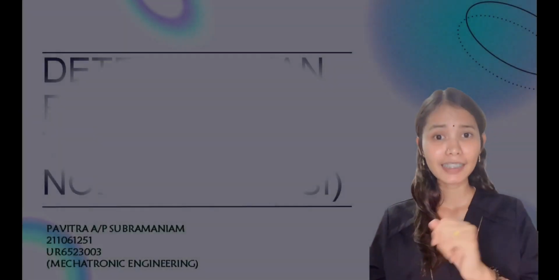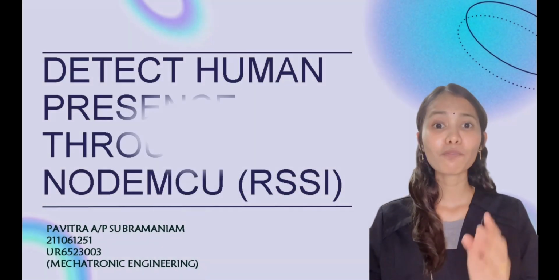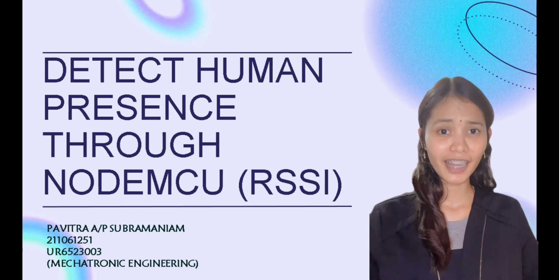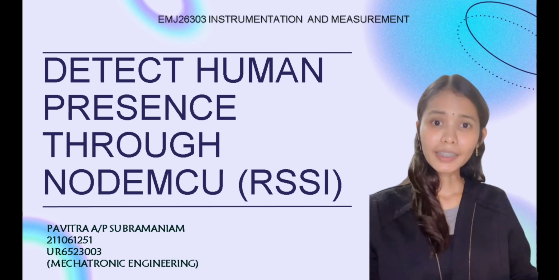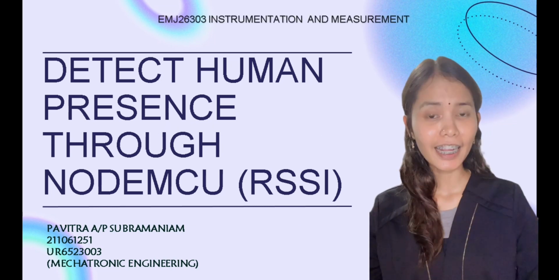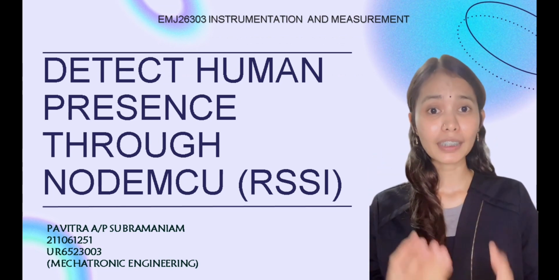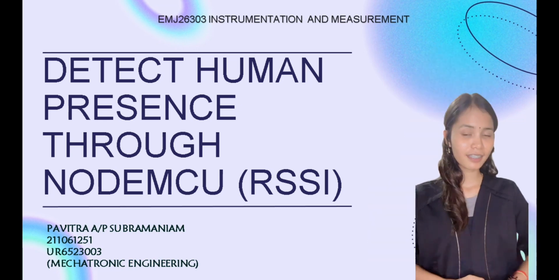To present an analysis of a system module that can detect the presence of humans with NodeMCU Received Signal Strength Indicator, or we call it RSSI. With the implementation of NodeMCU and its connection through the laptop, it allows the users to receive a notification when the sensor detects the presence of humans.